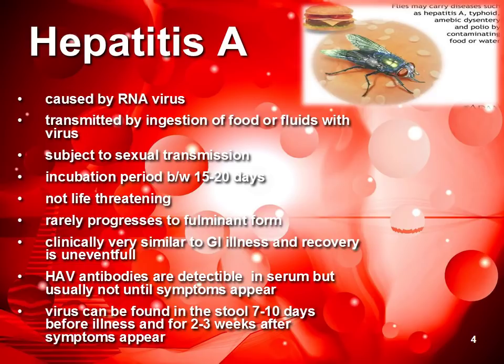Diagnostically, we can test for HAV antibodies that would be detectable in the serum, but usually not until symptoms appear. The virus can be found in the stool 7 to 10 days before illness and for 2 to 3 weeks after symptoms appear.